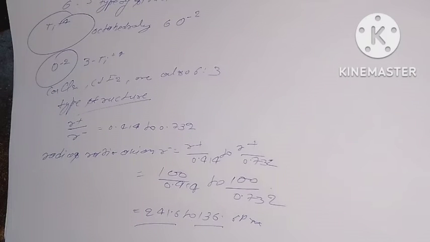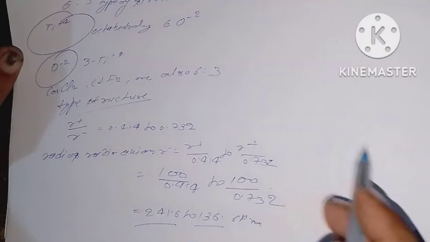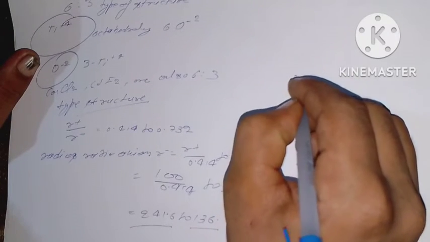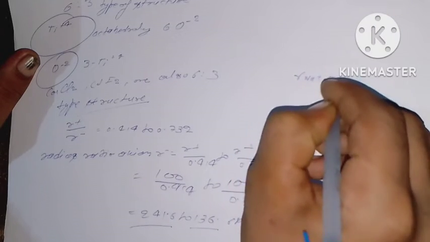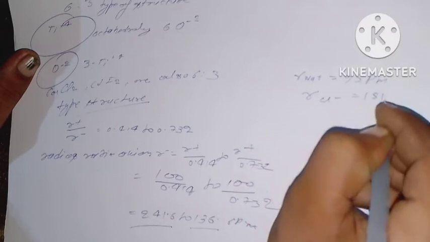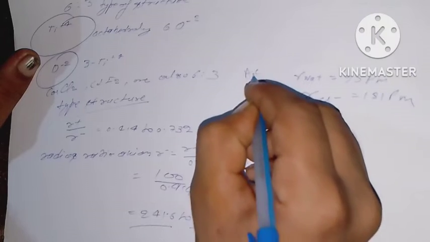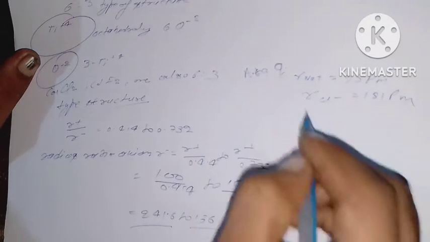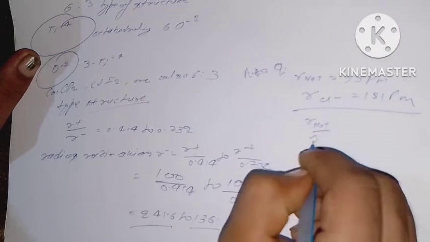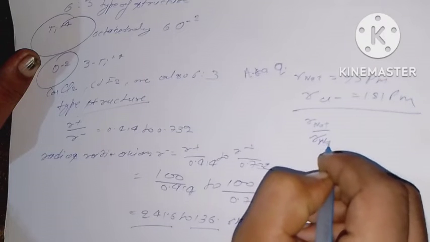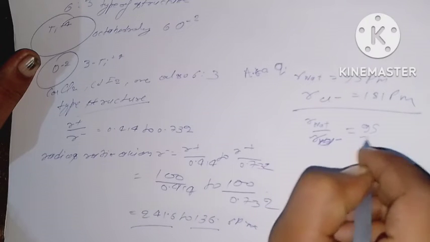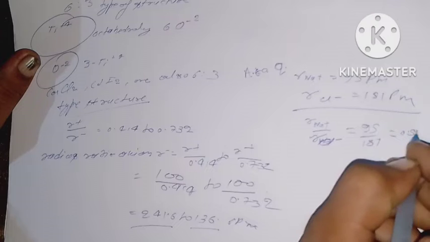If the radii of sodium positive ion is 95 pm and chlorine is 181 pm, what is the coordination number of both ions? How is the crystal structure of sodium chloride? Okay. According to the question, the radius of sodium ion is 95 pm and the radius of chlorine ion is 181 pm. Then R Na positive ion upon R Cl negative ion is 95 upon 181, that is 0.525.